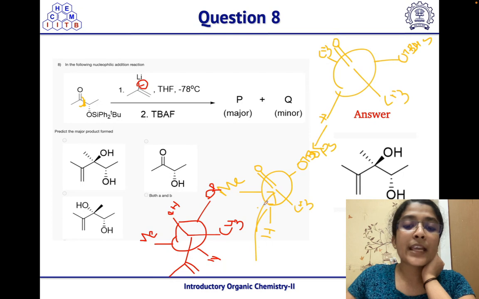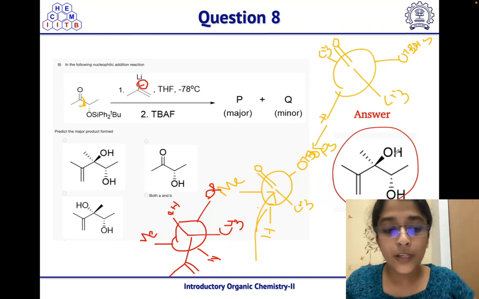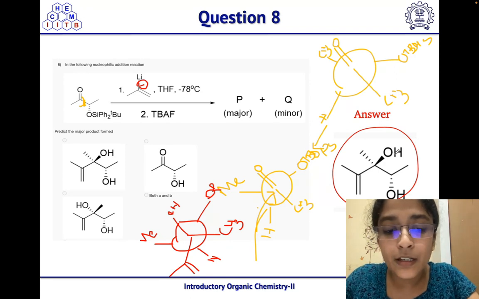So here the attack will take place from this direction, and it will give this product. If we redraw this product, it is similar to this one, so the right answer will be this one. So I hope question 8 is clear. Can I move forward?